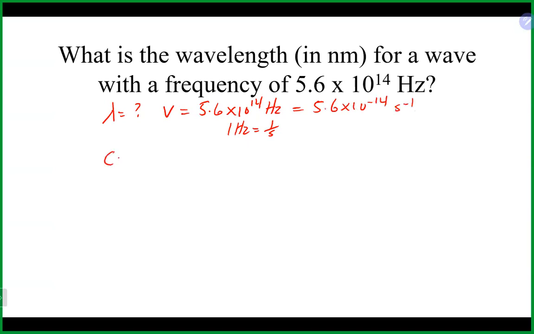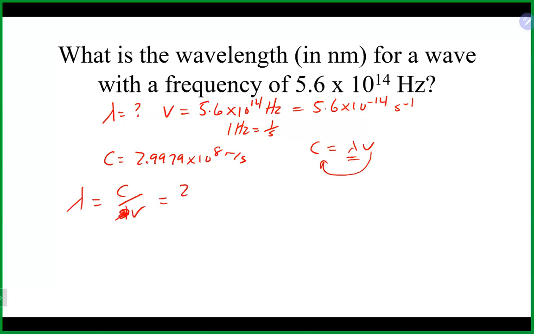Again, we always have c, which is our 2.9979 times 10 to the 8 meters per second. So using our formula here, we will solve for wavelength in this case. Again, it's going to be very similar. Wavelength will equal c divided by frequency. That's going to be 2.9979 times 10 to the 8 meters per second divided by our 5.6 times 10 to the 14 reciprocal seconds.